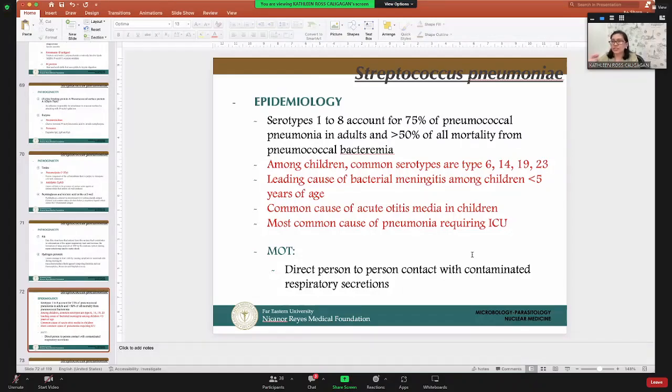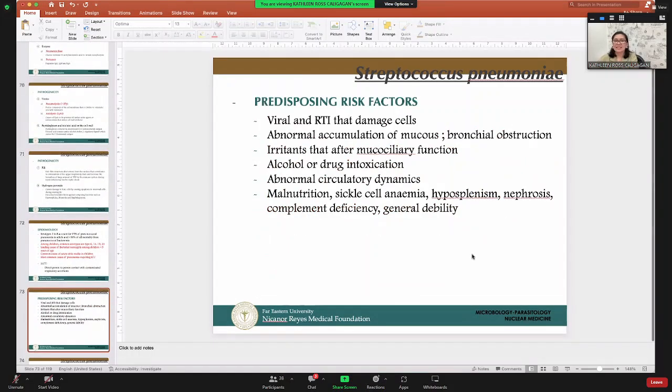So in children, from the normal flora in the nasal cavity, they may gain access to the ears, causing otitis media, or they may gain access to the brain, causing bacterial meningitis. Mode of transmission is direct person-to-person contact with contaminated respiratory secretions.